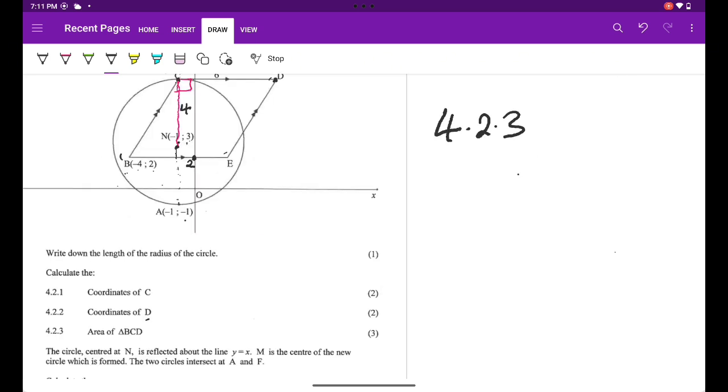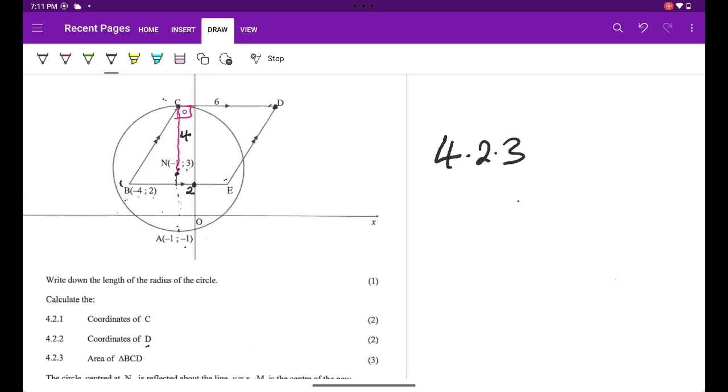The area of triangle BCD. Now let's look at this triangle properly. So it's the triangle BCD. So we want the area of this triangle. Right. So it means its height. We can construct the height. So this is the height of the triangle. So this is the height.